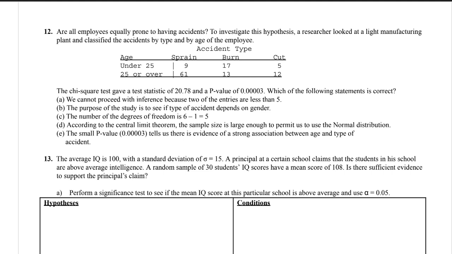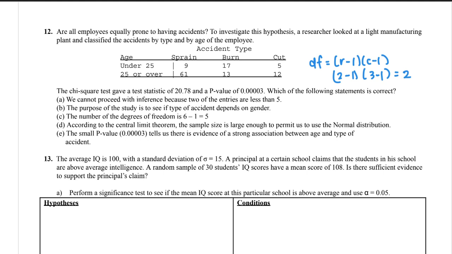B says the purpose of the study is to see if the type of accident depends on gender. That's not true because we're not looking at gender, we're looking at age. C: the number of degrees of freedom is 6 minus 1, which equals 5. No, because remember the way we calculate degrees of freedom for this type of test is row minus 1 times column minus 1. The number of rows is 2, and columns is 3. So the degrees of freedom in this case would be 2.